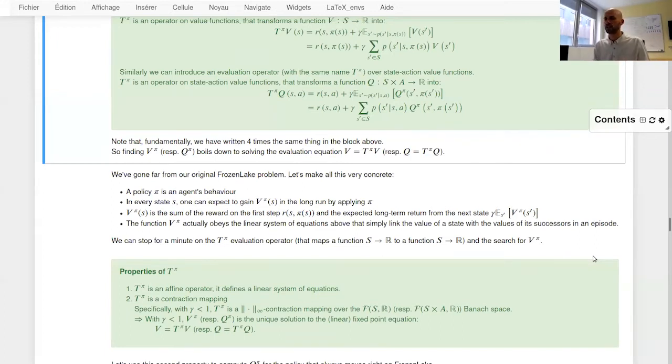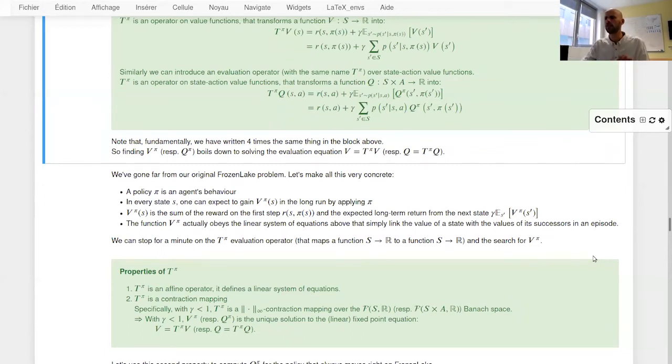In every state S, one can expect to gain V pi of S in the long run by applying pi. That's the definition of V pi. V pi of S is the sum of the reward on the first step and the expected long-term return from the next state, so gamma times the expectation over S prime of V pi of S prime. The function V pi actually obeys the linear system of equations above that simply links the value of a state with the values of its successors in an episode, in a trajectory.